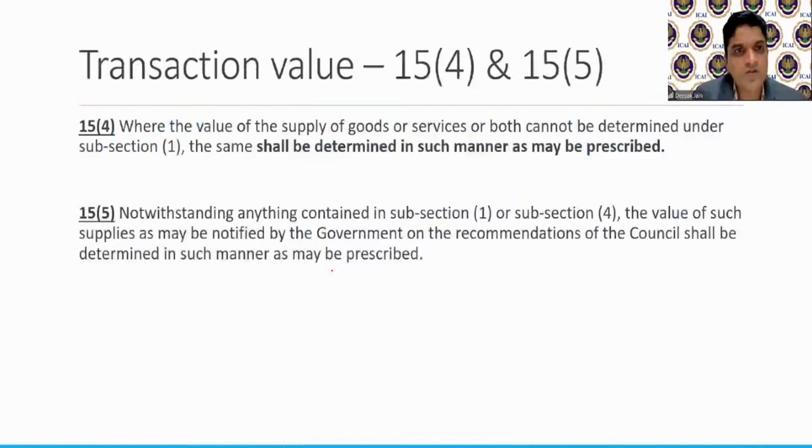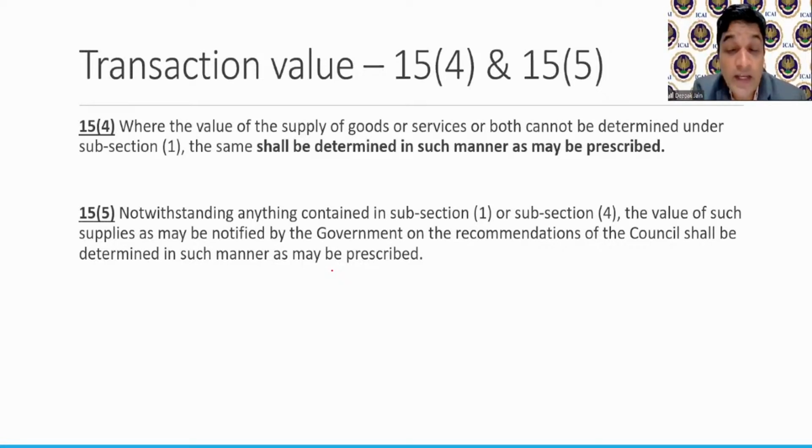We understood this discount. Now transaction value has other sections, which are section 15.4 and 15.5. 15.4 says where the value of supply of goods or services or both cannot be determined under subsection 1, which is the transaction value, that is, when it is between related persons.